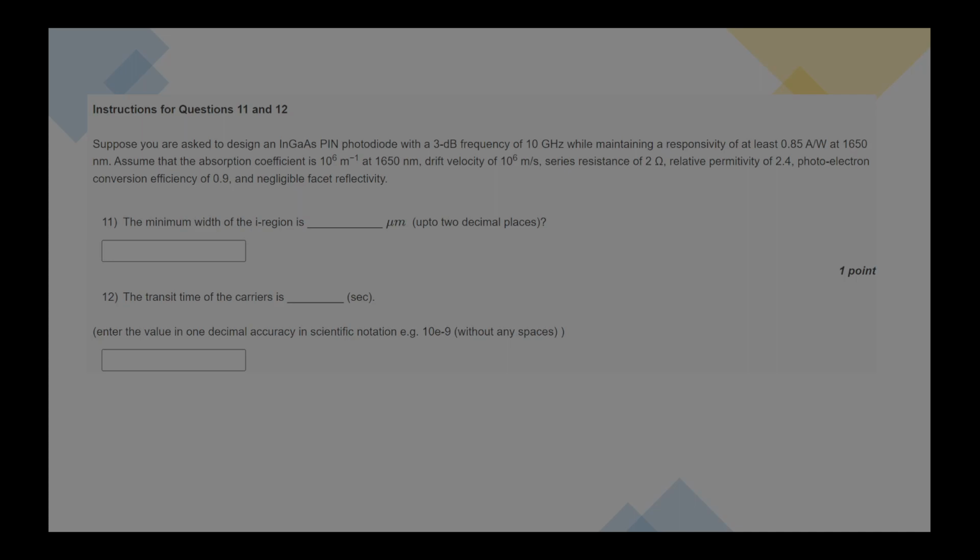So question number 11 is that the minimum width of the intrinsic region is in micrometer. You have to say this; up to 2 decibel is allowed. Okay, and another fill-in-the-blank: the transit time of the carriers is in second. You have to tell. It should come in power notation because the value will be very small. So you have to think about this also. Space should not be there while giving the answer.